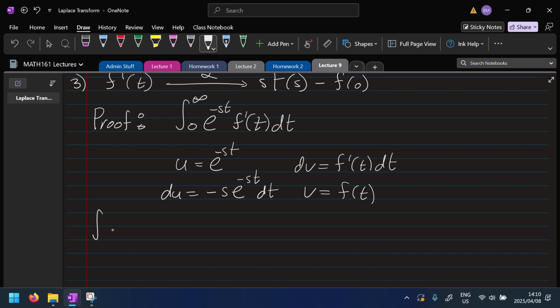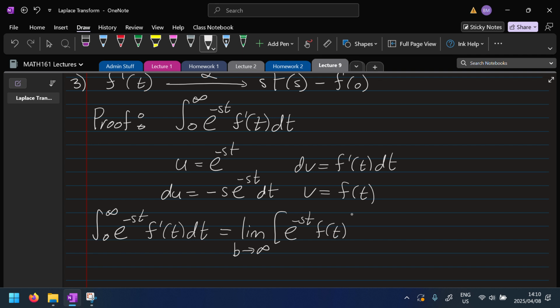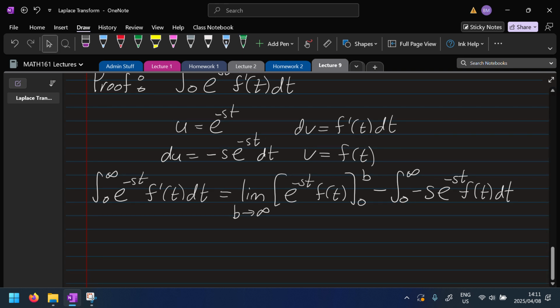Okay, so the integral from 0 to infinity, e to the minus st, f prime of t dt. This is going to be now the limit as b goes to infinity of u times v, so e to the minus st, f of t, from 0 to b, minus the integral from 0 to infinity, v du, so that will be minus s e to the minus st, f of t dt. Okay, now we can substitute and then take this limit here.